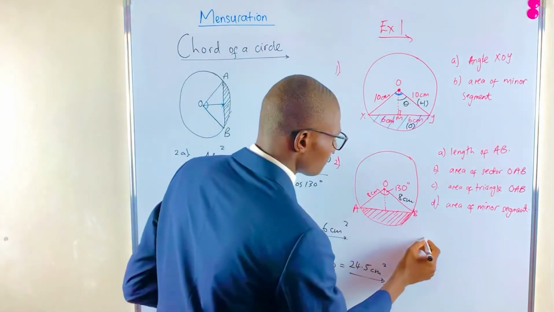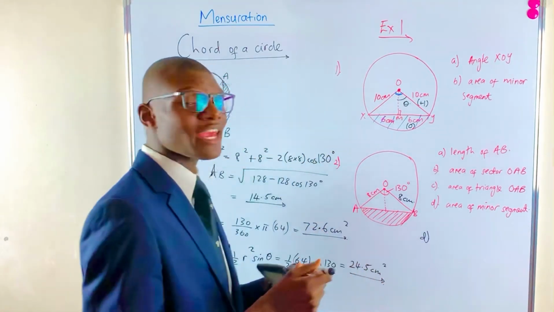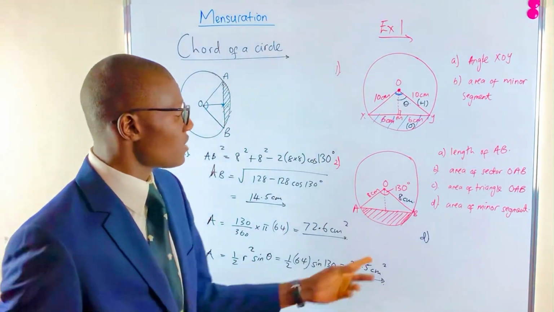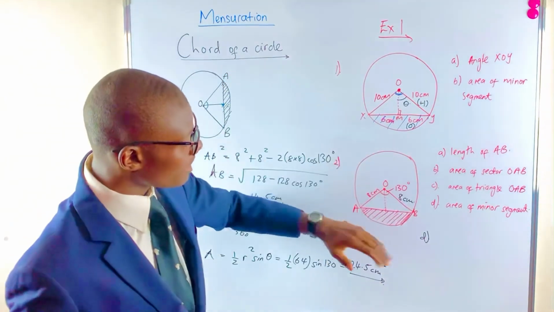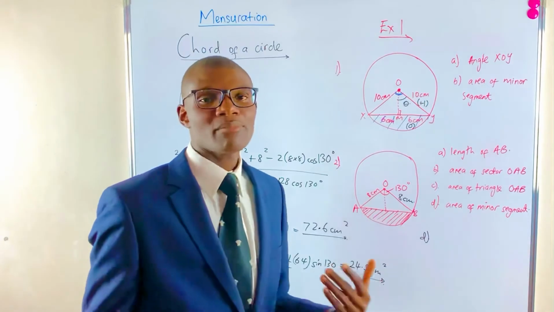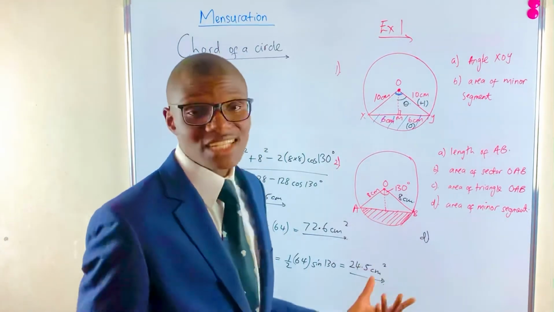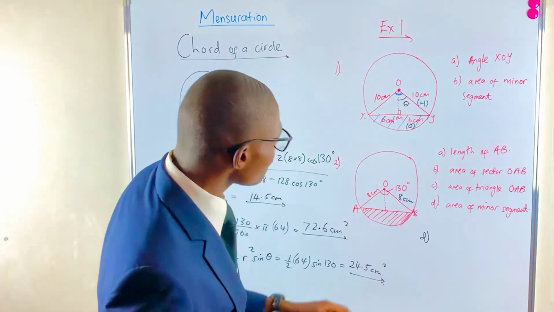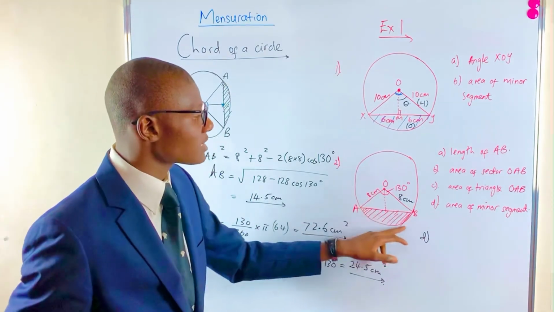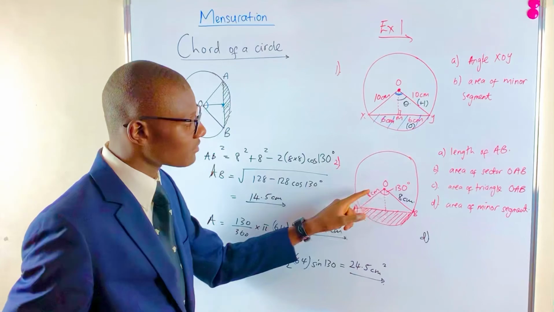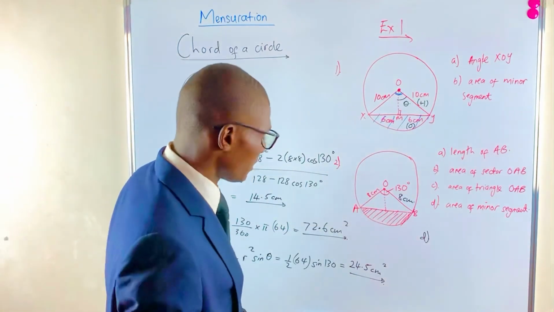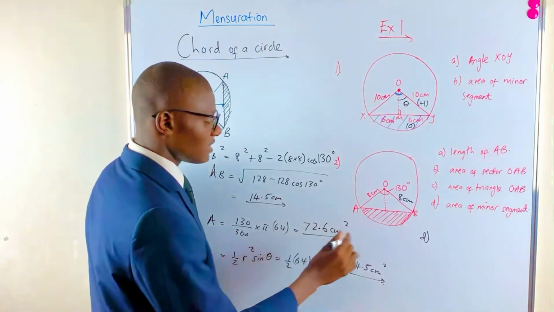And then part D requires us to find the area of the minor segment. So area of the minor segment, if AB is the chord, that's the major segment, and then the bottom part is the minor segment. In other words, the shaded region. So we are now simply saying the area of this whole sector, sector OAB, minus area of the triangle OAB.